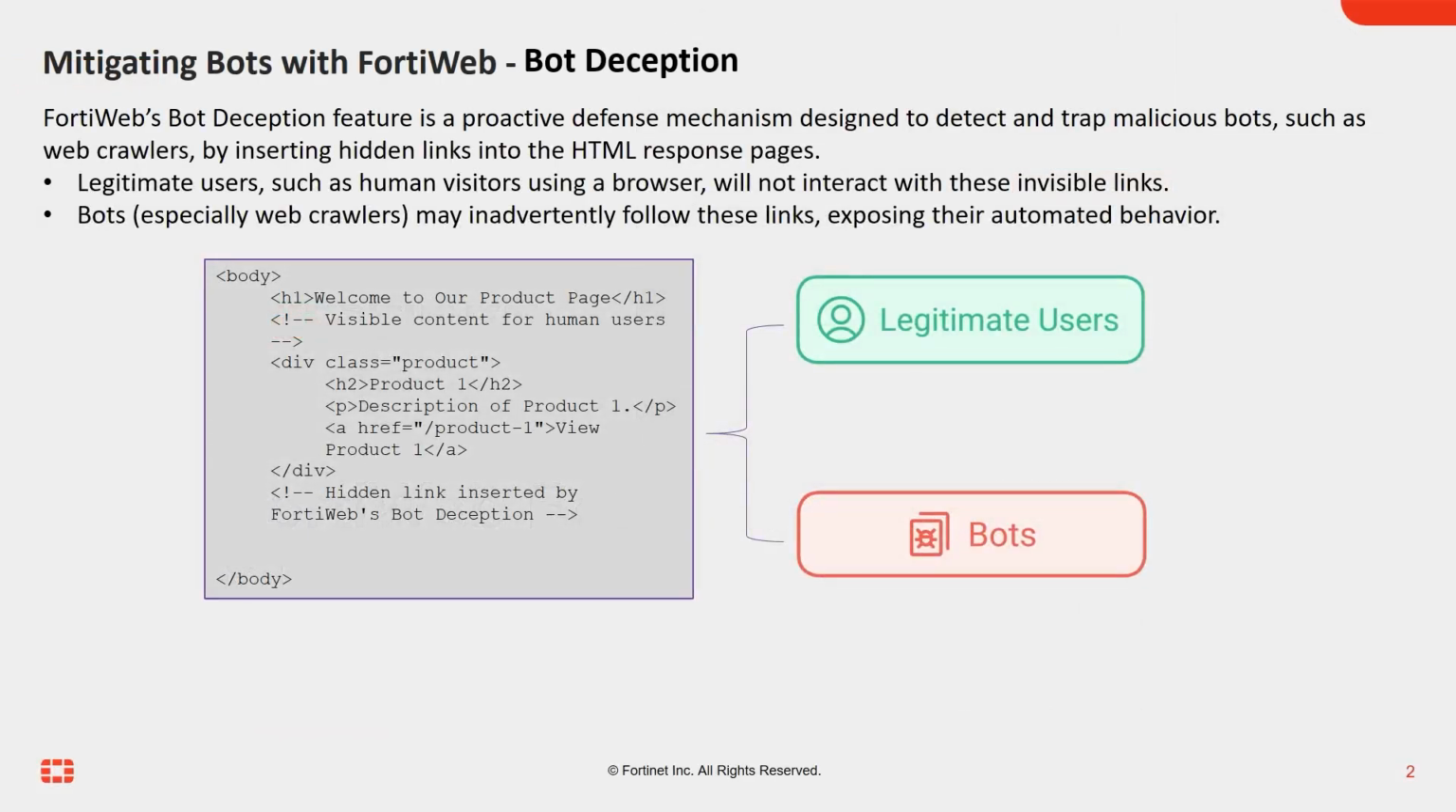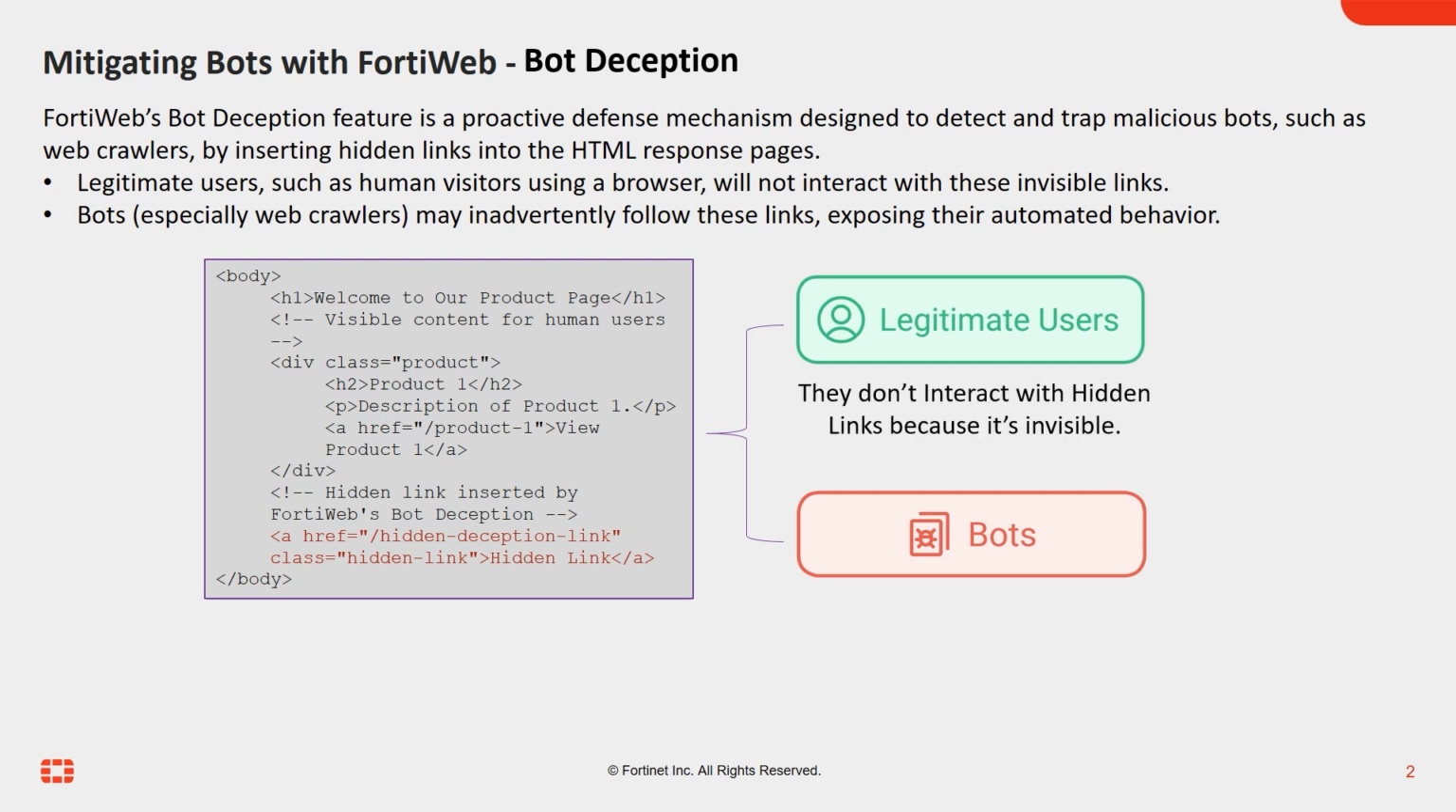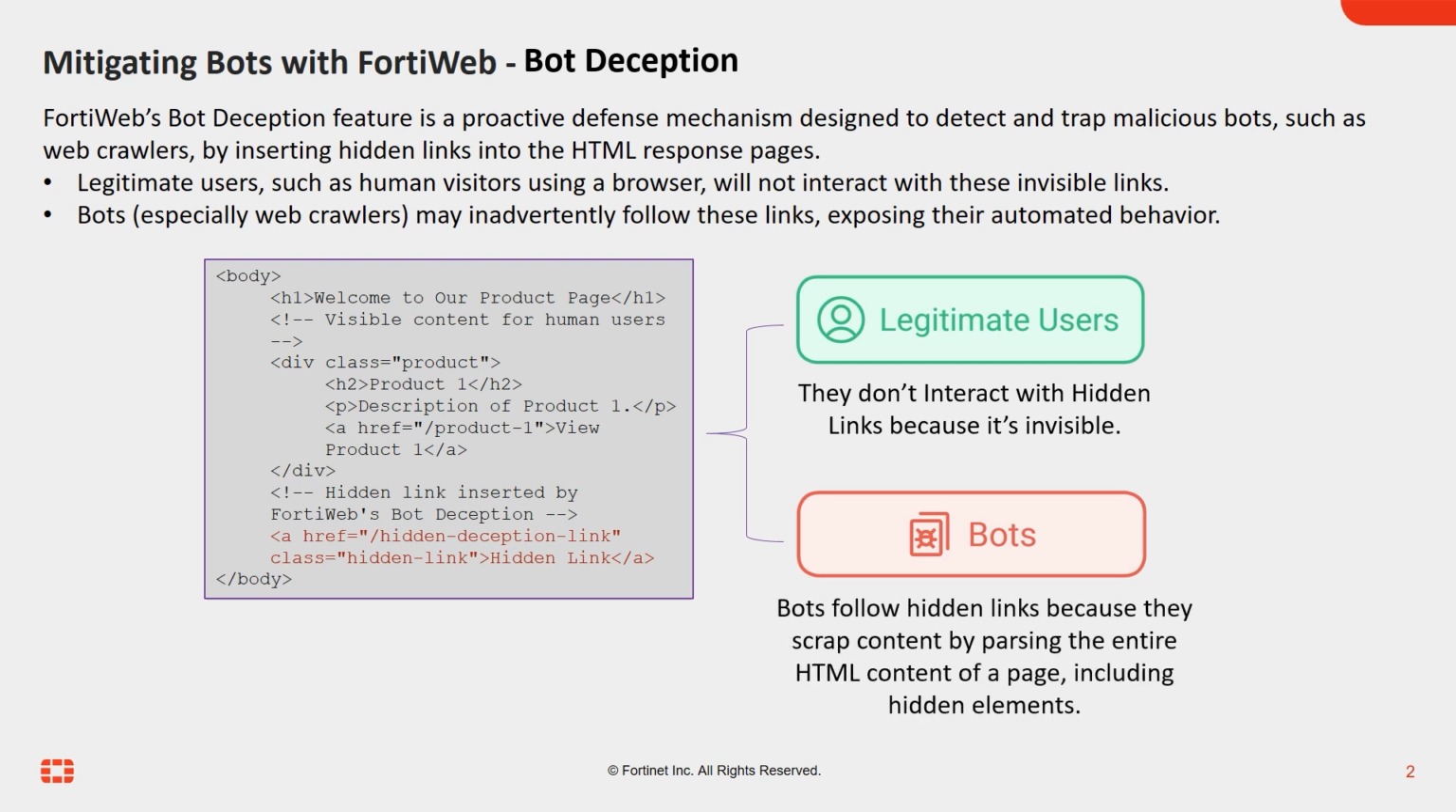In this video, we'll focus on FortiWeb's bot deception feature. It is a proactive defense mechanism designed to detect and trap malicious bots, such as web crawlers. It works by inserting hidden links into HTML response pages. Human users browsing normally will not see or interact with these invisible links. But bots, especially crawlers, may unknowingly follow them, revealing their automated behavior.